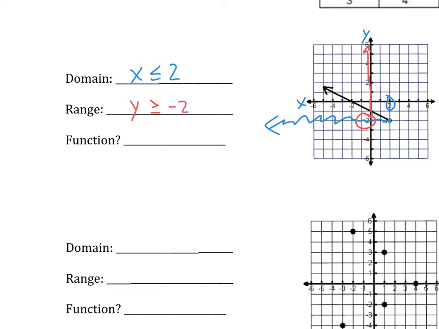And when we have a graph, we can determine that something is a function or not using what we call the vertical line test. So I can draw a line anywhere on this graph, and it is going to only cross it one time. So yes, it will be a function.